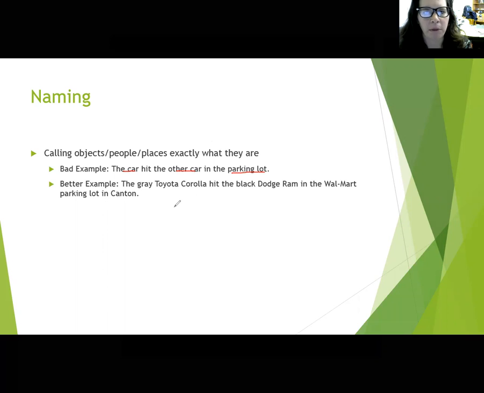So a better example just names what you meant. So the gray Toyota Corolla hit the black Dodge Ram. Now we can visualize what these cars look like. In the Walmart parking lot in Canton. Well, if you've ever been to the Walmart in Canton, you know where it is. You know about what that parking lot looks like. You can kind of picture those diagonal spaces and things like that. So we want to be that detailed when we name things.